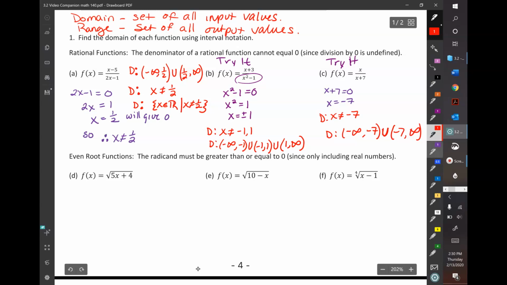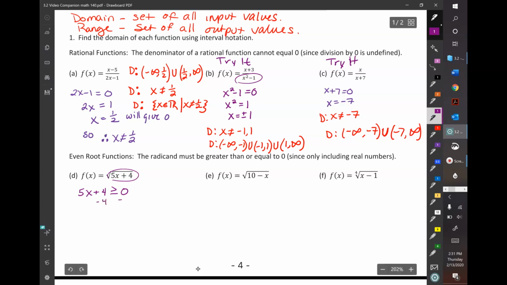So we will start with f of x equals square root of 5x plus 4. So we're going to take that radicand here, the 5x plus 4. And again, this time it's what we want. We're not going to do the counterpart. We want it to be greater than or equal to 0. So we're just going to leave it that way. And then we go ahead and just solve.